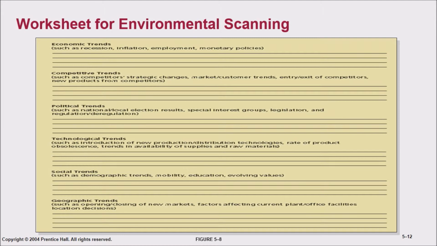Technological trends, such as introduction of new production or distribution technologies, rate of product obsolescence, trends in availability of suppliers and raw materials. Social trends, such as demographic trends, mobility, education and evolving values. Geographic trends, such as opening or closing of new markets, factors affecting current plant or office facilities location decisions.